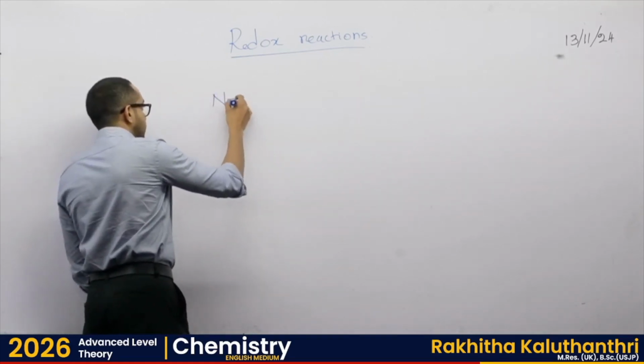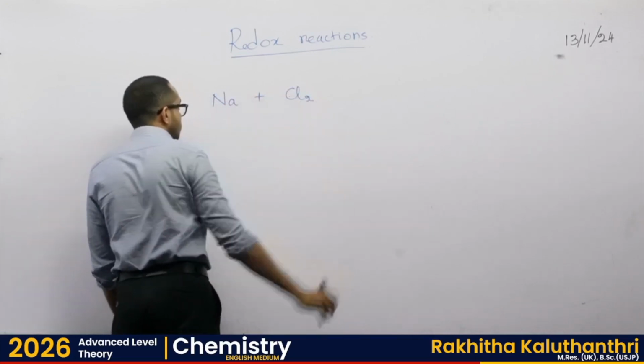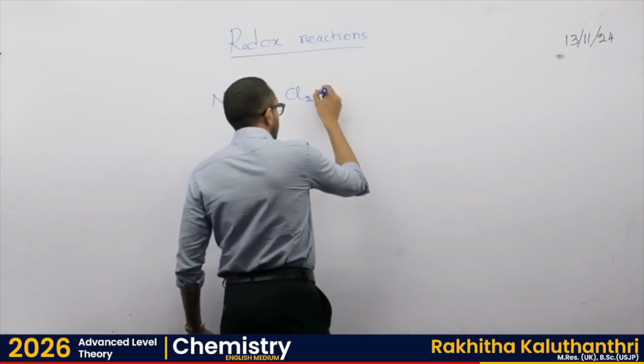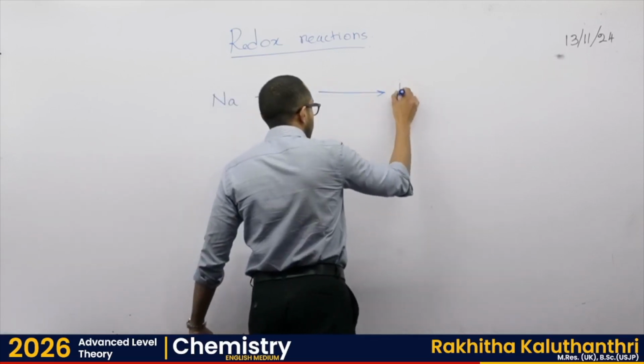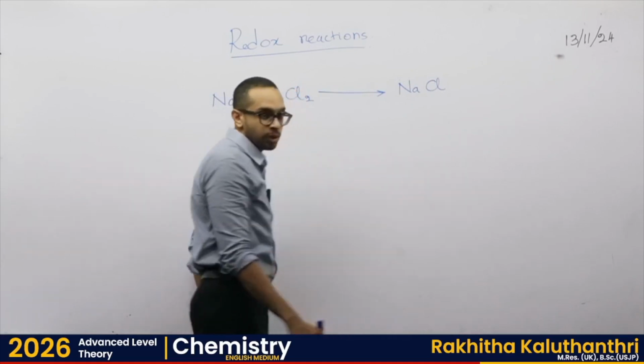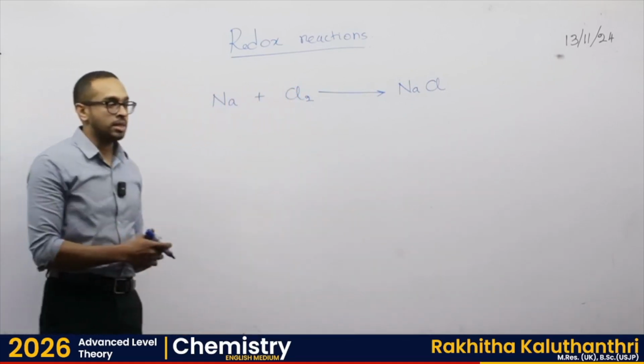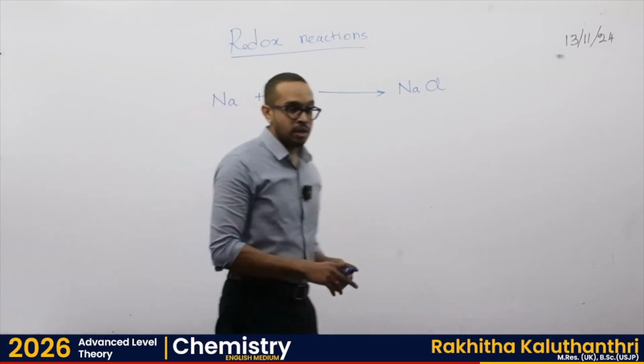this is something very familiar to you. If you react it with chlorine, you can actually form sodium chloride. Sodium chloride. This is not balanced. I will teach you how to balance a redox reaction as well.